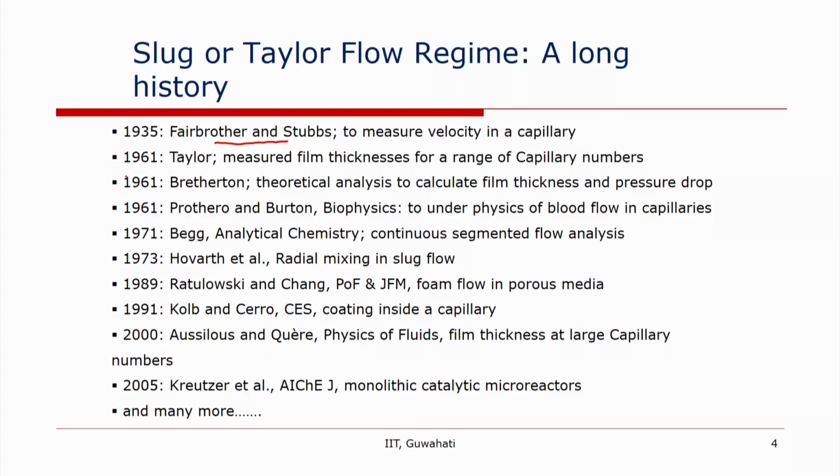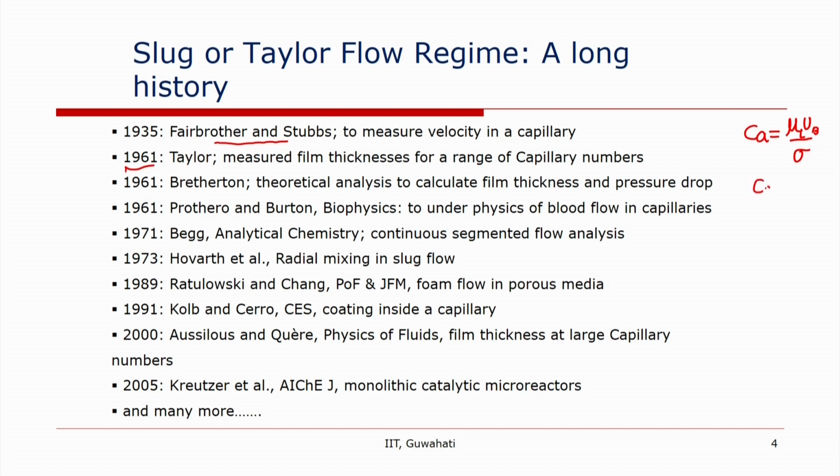Then in 1961, Taylor did the experiments for a range of capillary numbers. To remind you, the capillary number is equal to mu u over sigma. Sigma is the surface tension between the gas and liquid phases, mu is the liquid viscosity, and u should be u_b, the bubble velocity.